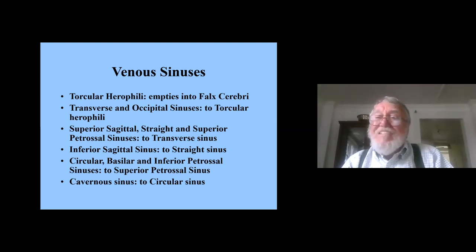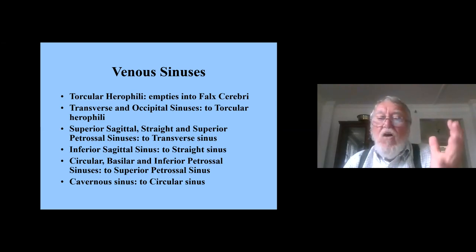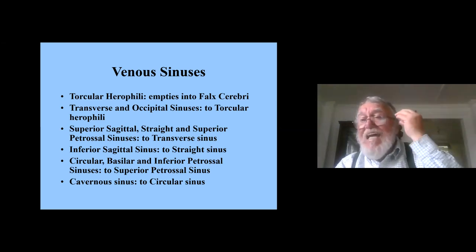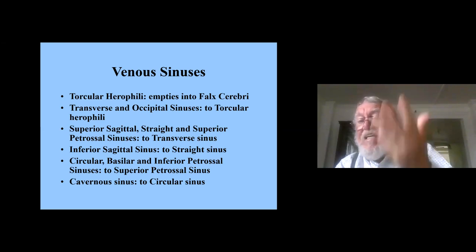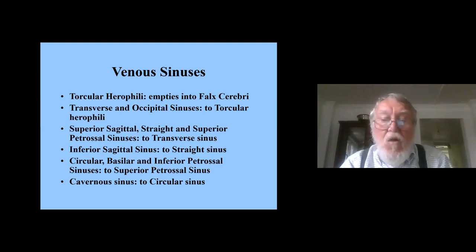So what you can basically do is get a picture of this and just basically see where each of these things are. And in each case, if there is some type of hematoma at any one of these sinuses, it can present itself negatively. Okay.